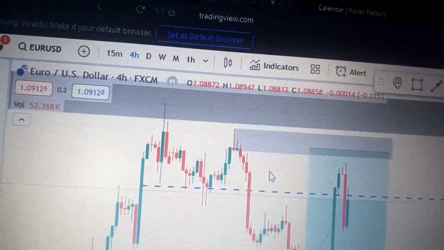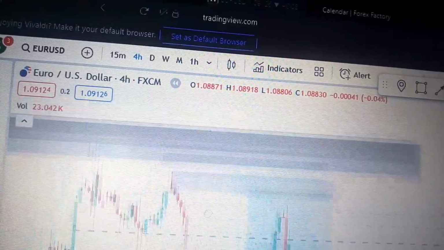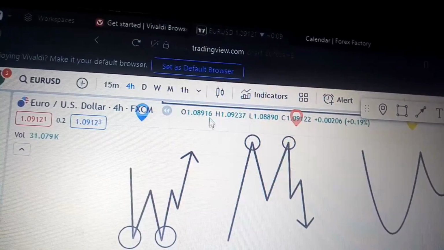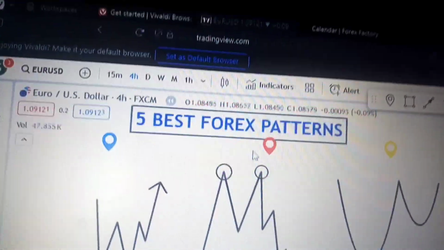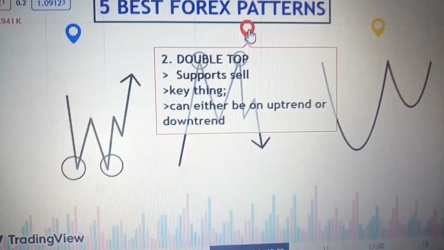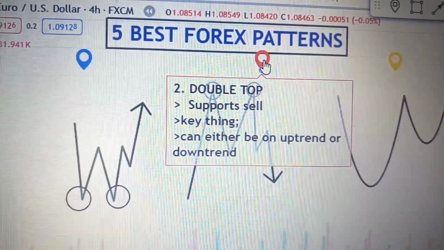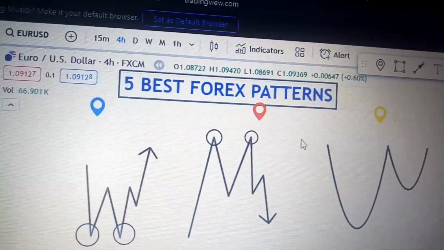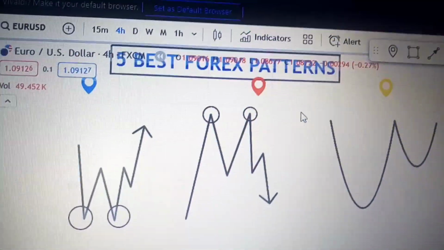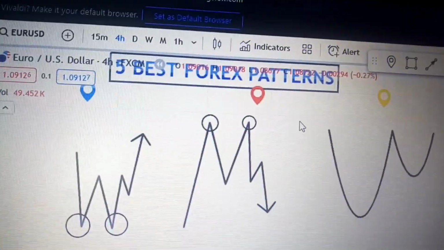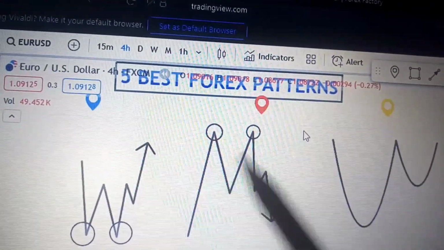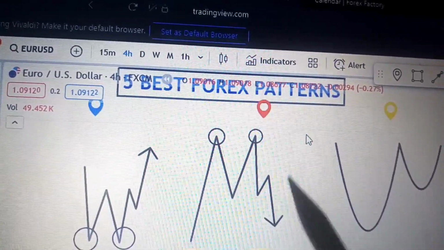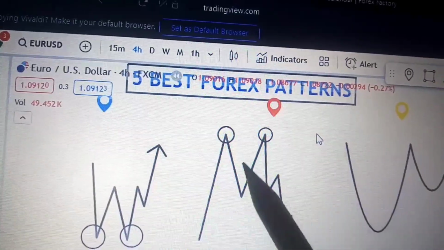Now the second pattern is called a double top, and it is the opposite of a double bottom. You see, I've drawn it for you for easy understanding. A double top. Now this one is a support sell, and it can be on either an uptrend or a downtrend, and you have to understand a double top on an uptrend can be very hard to trade because the buyers are in full control, and there is no way you can just bring this market down. So sometimes it is very hard to trade, and you will understand that in the next pattern.